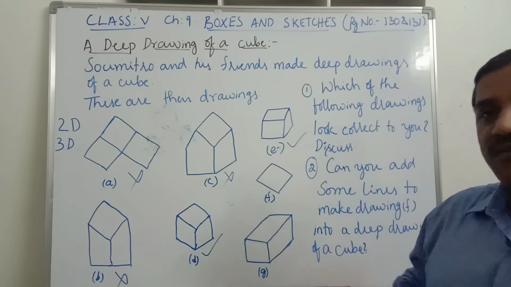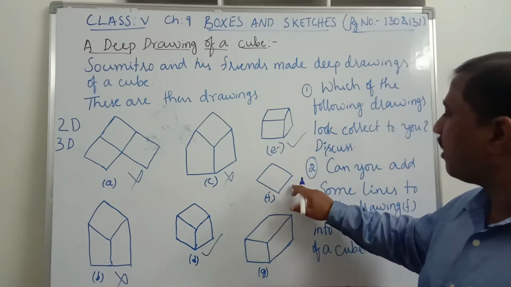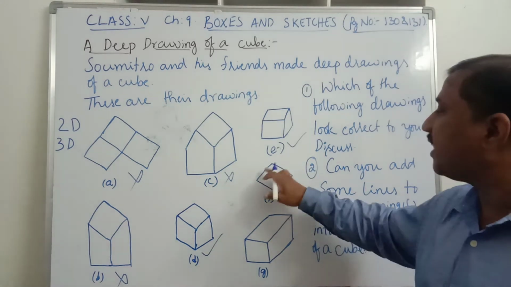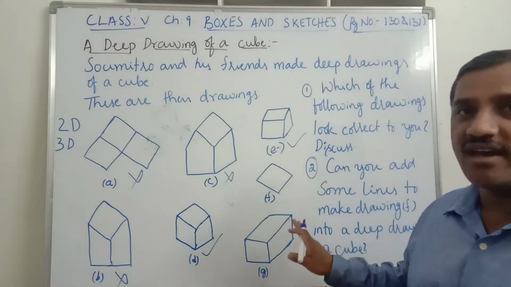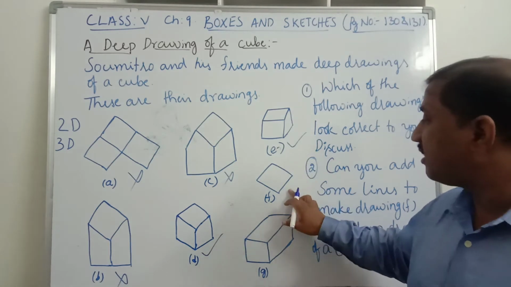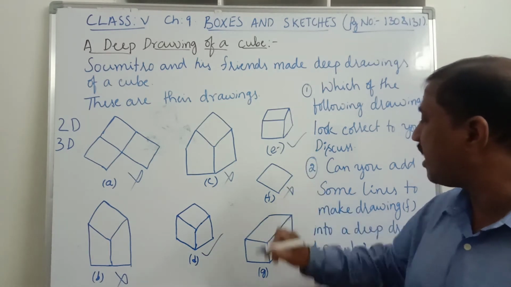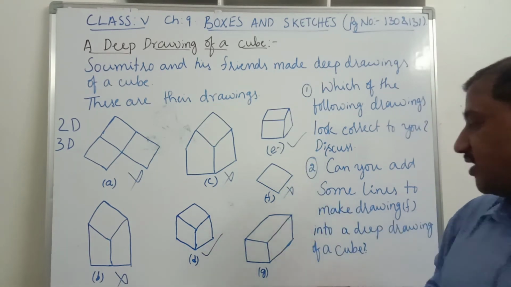Then what about F? F is a quadrilateral, a 4-sided figure. It is a plane figure. It is not a 3-dimensional figure. Why? It is a 2-dimensional figure. It has only 2 dimensions.